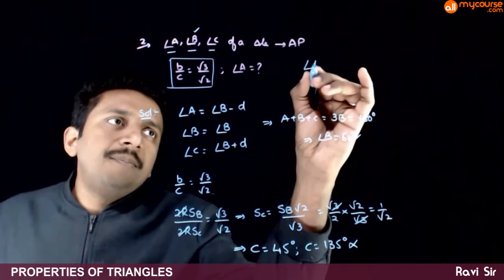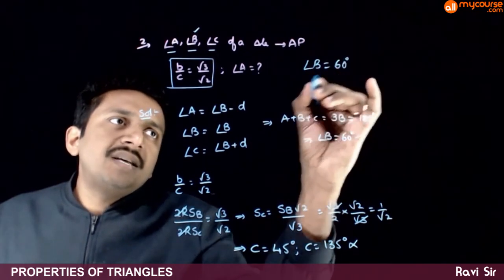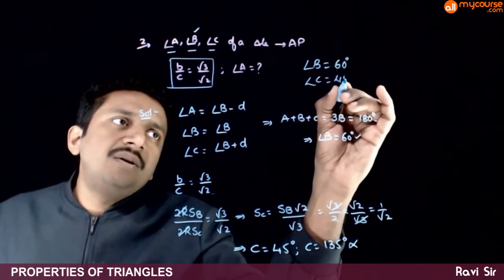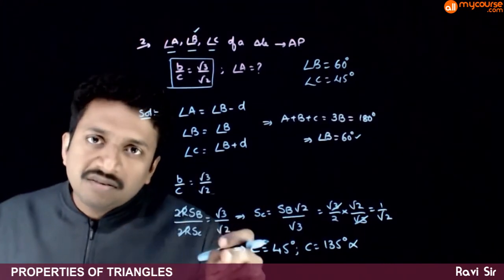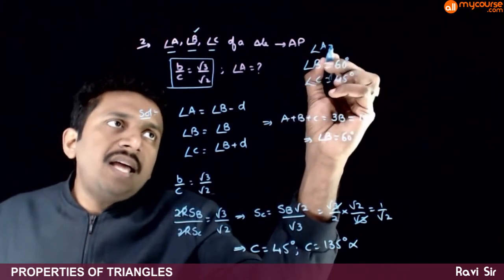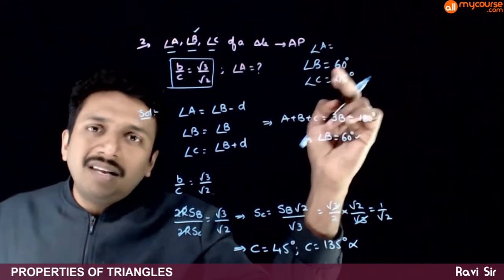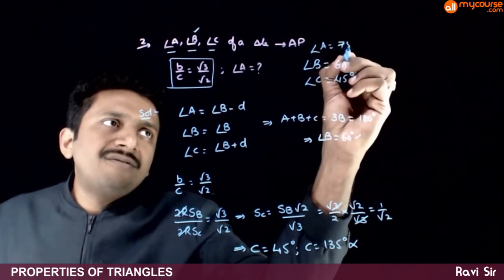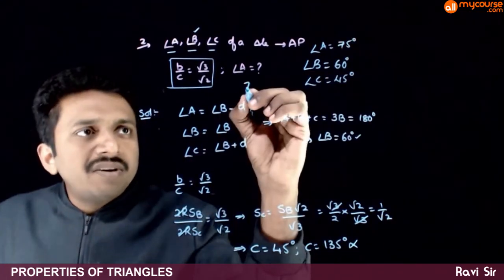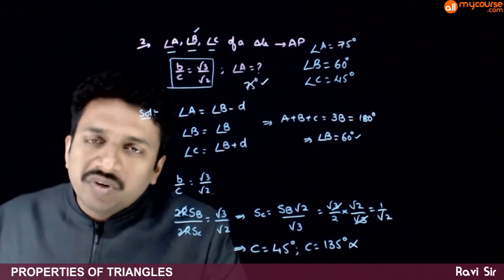So angle B is equal to 60 degrees. Angle C has to be equal to 45 degrees, right? So angle A has to be the remaining angle, that is 75 degrees. So 75 degrees is the right answer to this question.